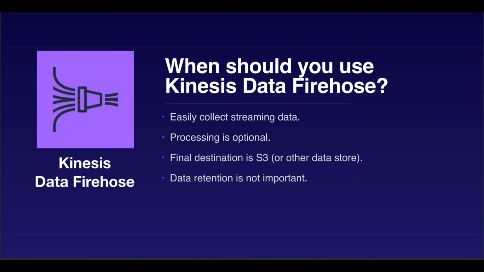And remember that processing the data is optional. We can always run the data from Kinesis Data Firehose into AWS Lambda, run some ETL processes, and transform your data, and then output onto a data source on S3. But processing is optional. We don't have to do that. And like we said, if our final destination is S3, then we might want to use Kinesis Data Firehose.